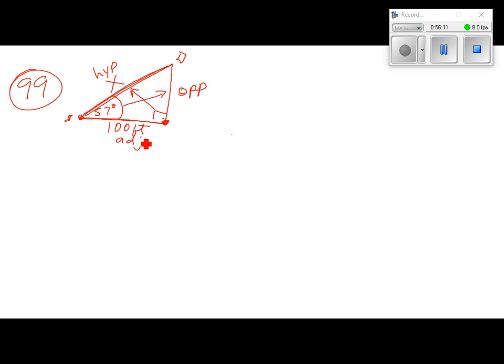Which two sides do we care about? The X and the 100 foot. Don't care about this one? Adjacent and hypotenuse. Which trig ratio deals with adjacent and hypotenuse? CAH. Cosine. So we do cosine. What's our angle? 57 equals A over H. So what's A? The adjacent? 100 over, what's the hypotenuse? X.